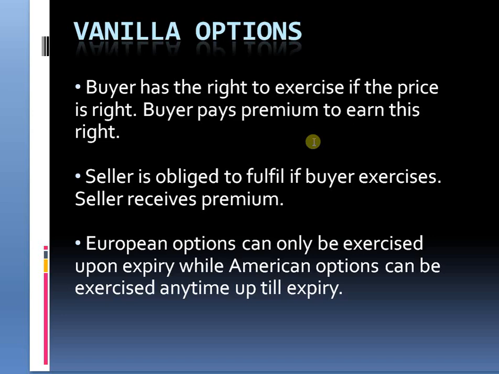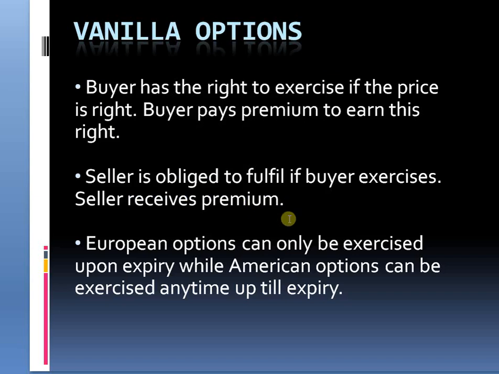And for every buyer, there's a seller. The seller is obliged to fulfill the buyer's right if the buyer exercises, and for this obligation, the seller receives a premium. There are two types of options: the European options and the American options. European options can be exercised only on the expiry date, while American options can be exercised anytime from the date of entering into the option until expiry.